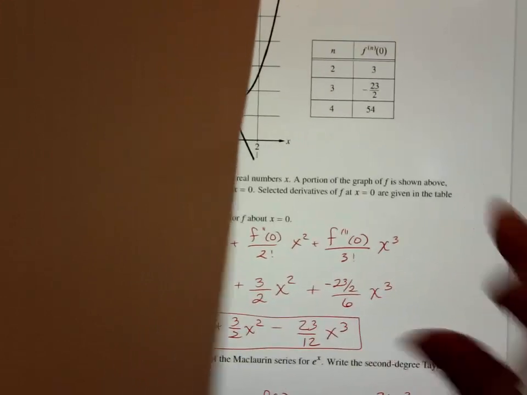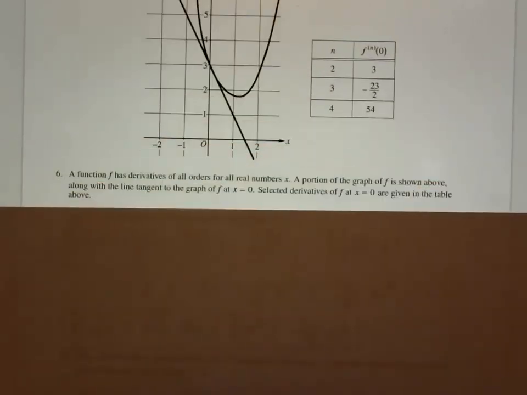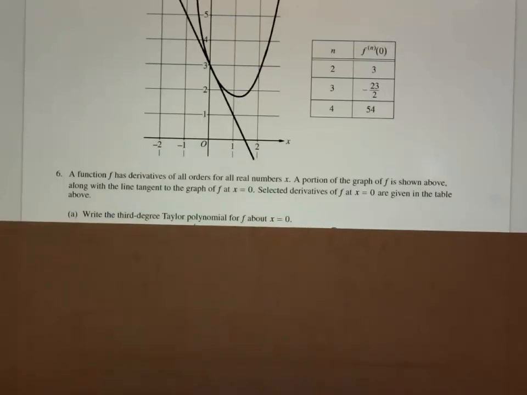Number 6 is kind of a rather large graphic here, so I'm trying to keep everything on the screen. I have a function f that has derivatives of all orders. A portion of the graph is shown above, along with the line tangent at 0. Selected derivatives of f at 0 are given in the table. And I told you there would be a Taylor question on the test, and here it is. Write the third degree Taylor polynomial about 0.